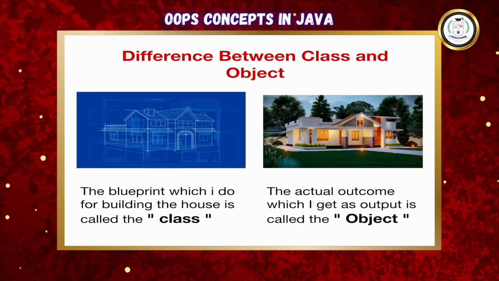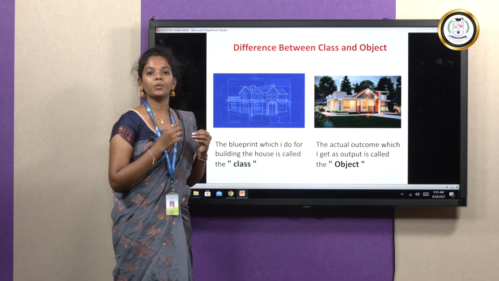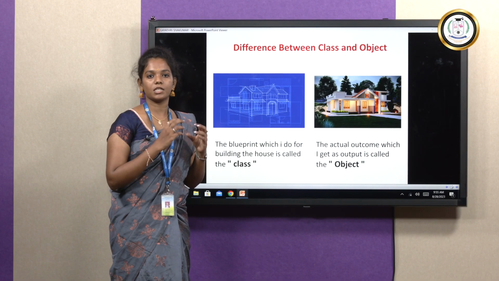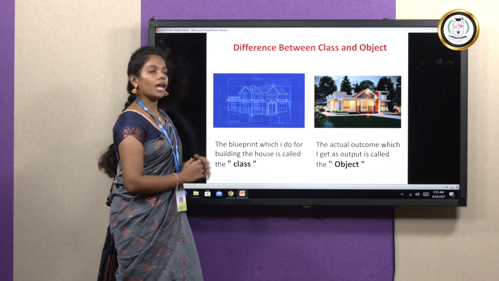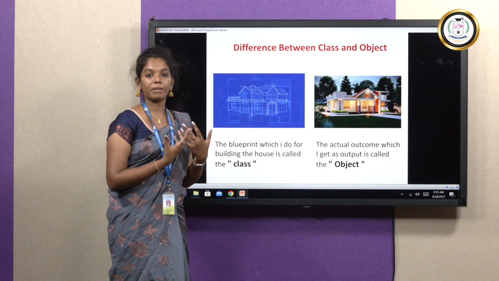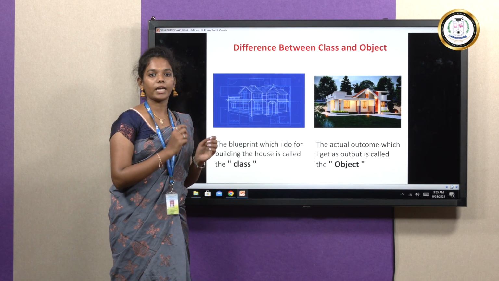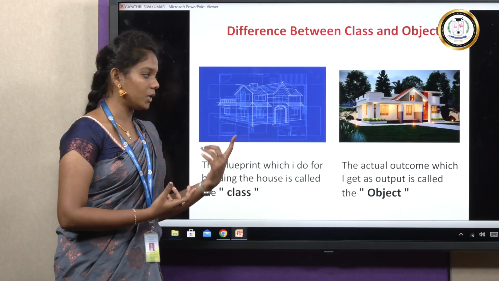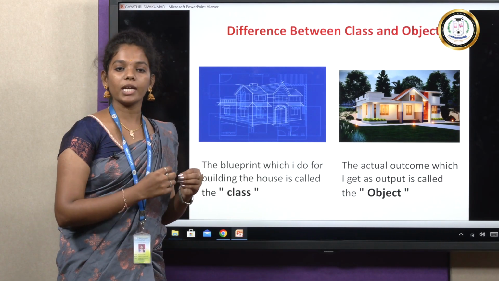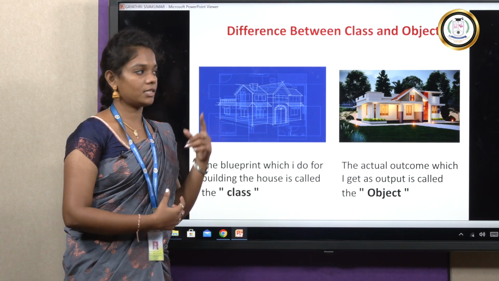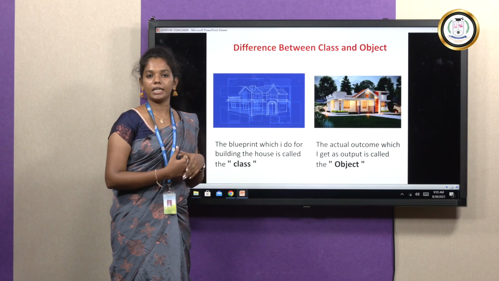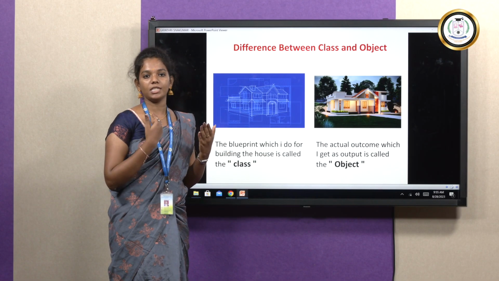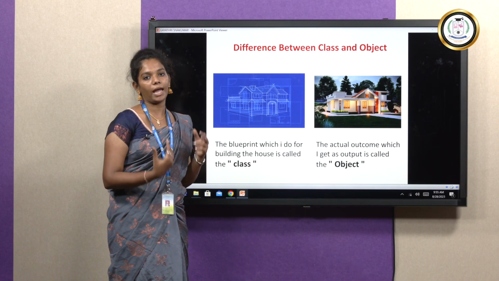And the next comparison is: a class will not consume any memory or space, but an object will consume some memory space. And if you are using any method in a class, that class method cannot be used by another class, whereas an object can have the methods of another class. We'll see each one in detail, followed by the definition, syntax, example program and the output.